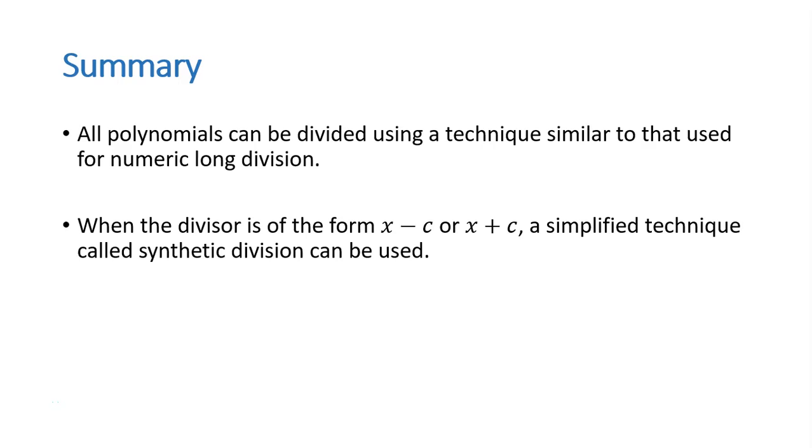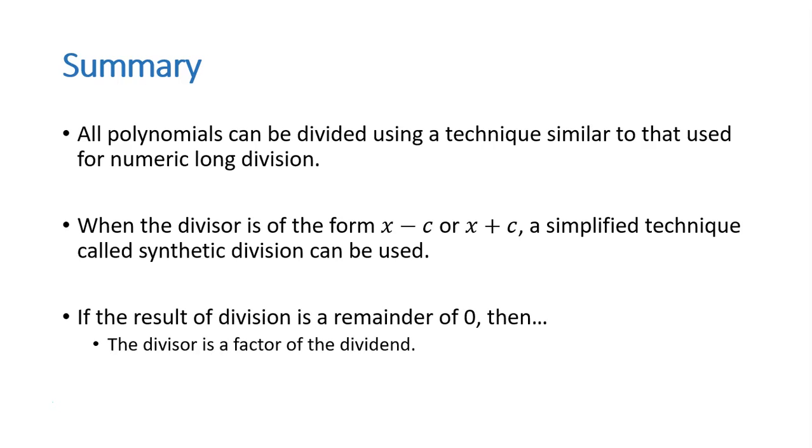And then why do we care about this? Well, if the result of division is a remainder of 0, then we know that the divisor is a factor of the dividend. It's something that divides in evenly. If we were to try to factor this big polynomial represented by the dividend, whatever we divided in would be one of the factors. And then the associated 0 we get from that factor is going to be one of the x-intercepts of the dividend.